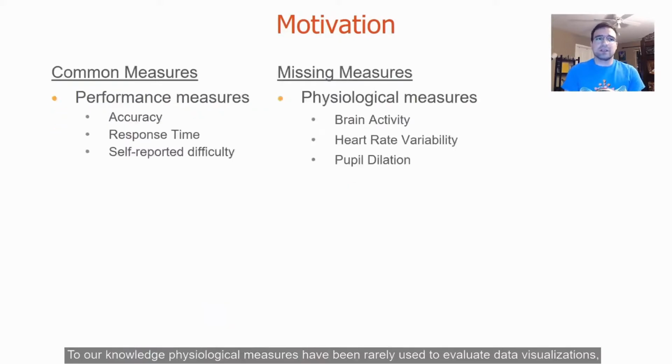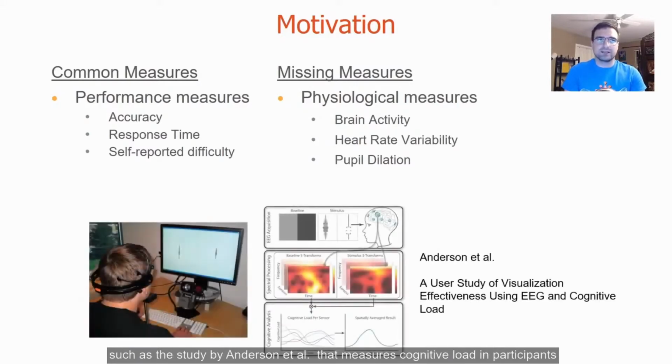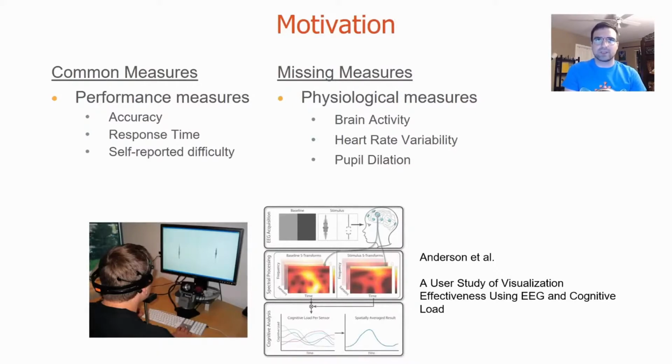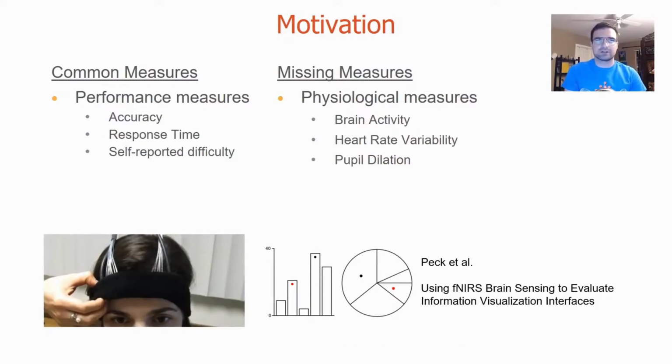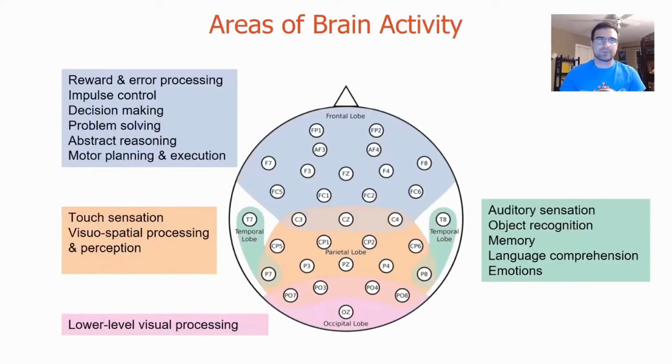To our knowledge, physiological measures have been rarely used to evaluate data visualizations, such as the study by Anderson et al. that measures cognitive load in participants when identifying the larger interquartile range on different types of box plots. Another example is the study conducted by Peck et al., which compares the task difficulty of estimating differences between 2 highlighted sections in bar charts versus pie charts. However, none has been used to evaluate network visualizations.